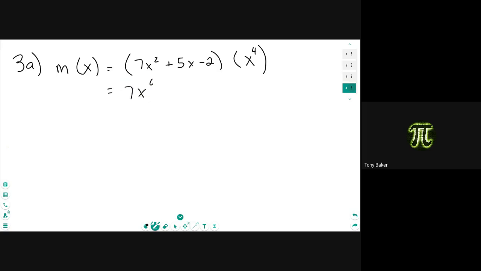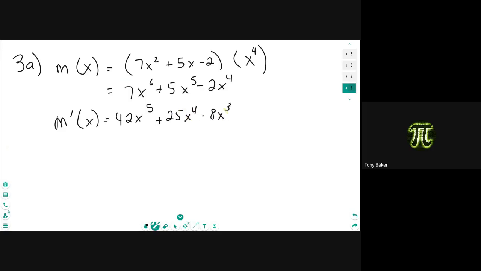Because you could literally have done this. So always look to simplify the problem down if you can before you start using the product rule and the other rules. That makes life a lot easier. So this one becomes 42x to the fifth plus 25x to the fourth minus 8x to the third. I wouldn't have marked it wrong if you did the product rule, as long as it came out right. But look at the problem before you automatically just instantly go to the product rule.